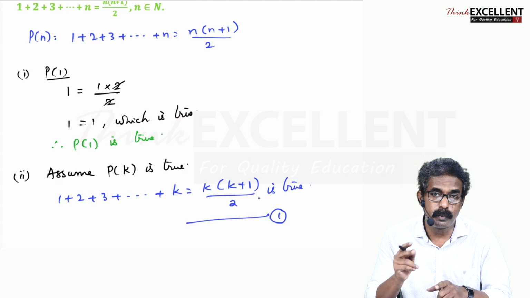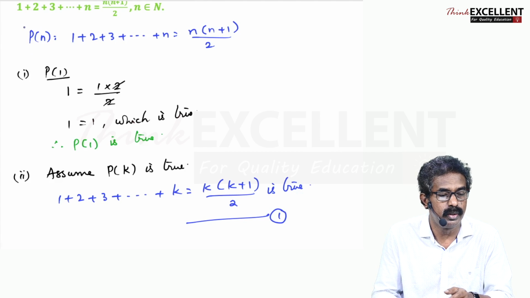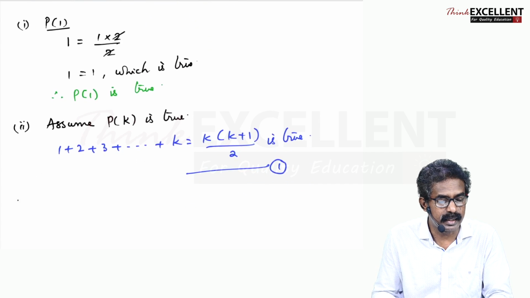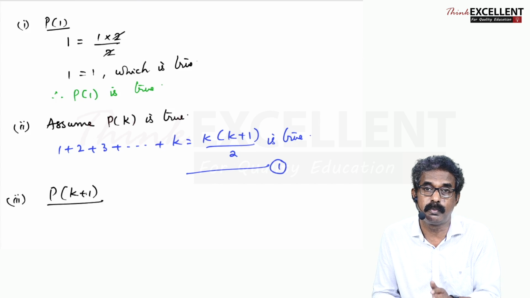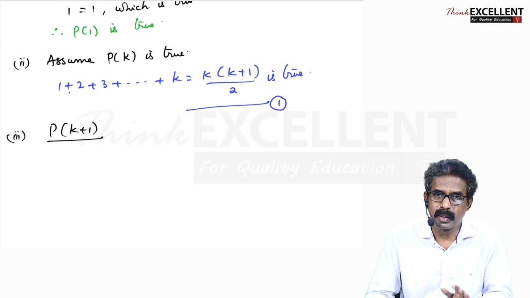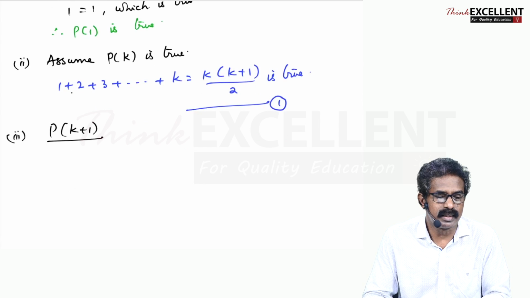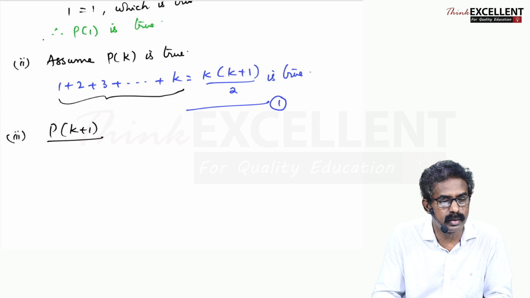So first step, you prove P of 1 is true. Second step, assume P of k is true. And the third step, and that is the most important one, you have to prove P of k plus 1 is true. For that, what do you do now? This is the one thing where you have some calculations, so listen very carefully. Left side, here you have k terms, you take the next term also. So you write these terms first. 1 plus 2 plus 3 plus etc.